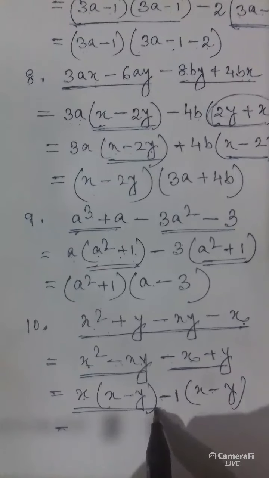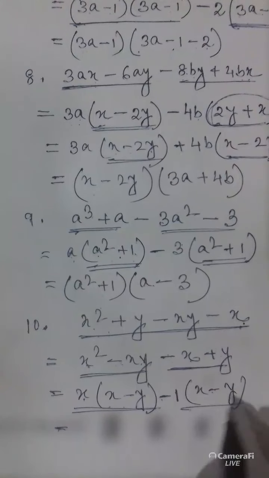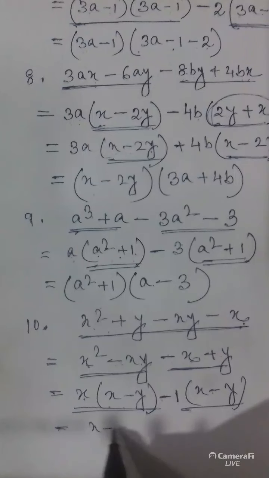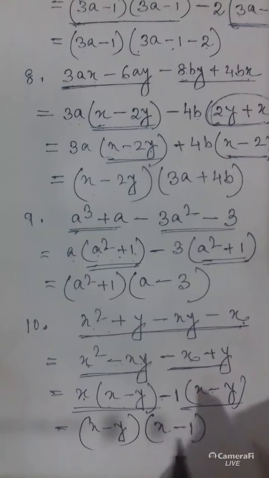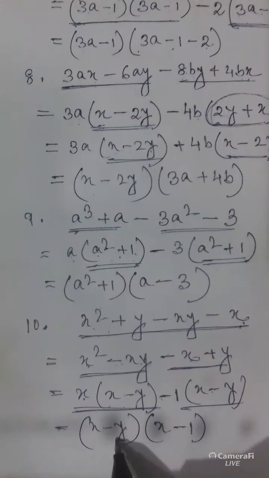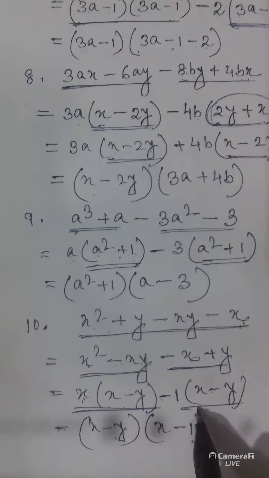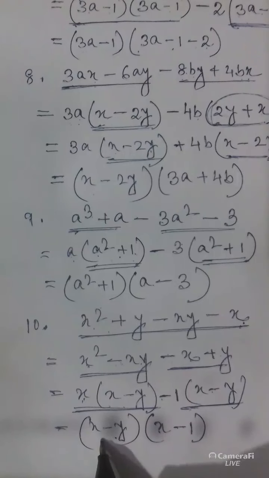Here this term x minus y and this term also x minus y. So x minus y is common. In the first term x minus y is common, then x is left, and in the second term x minus y is common, minus 1 is left. Then x minus 1 and x minus y. x minus y and x minus 1 is the answer.